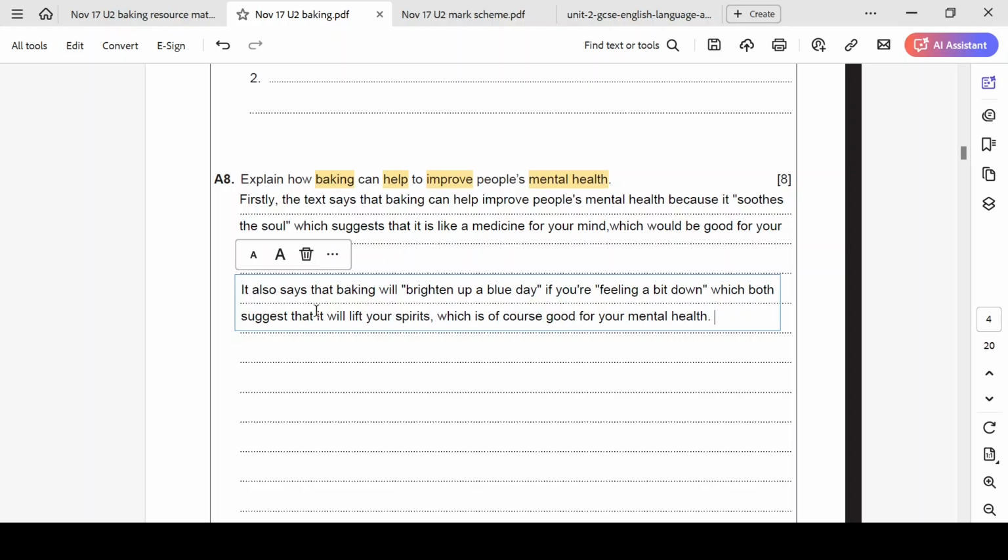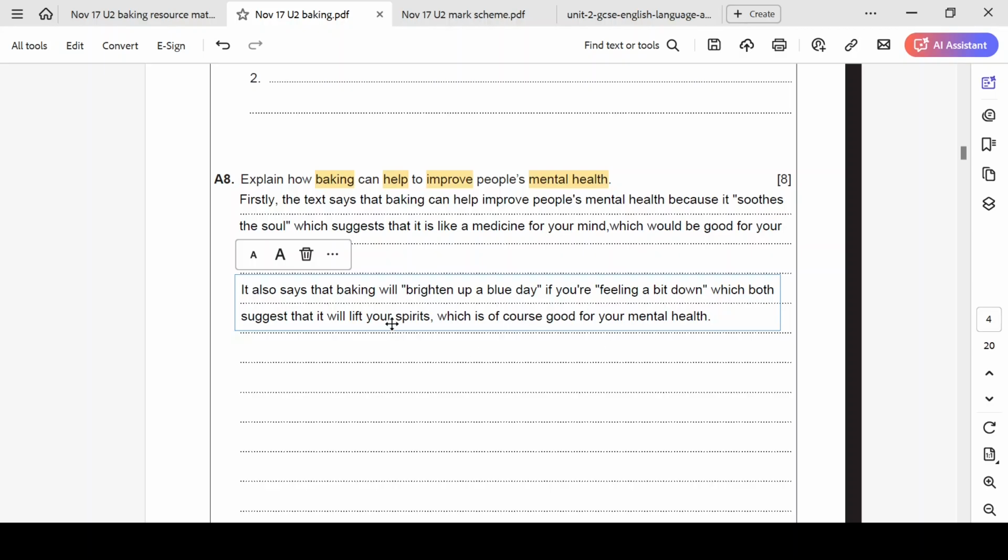I just feel sometimes it's worth making what I call stating the obvious here, so that the examiner's got no reason to say I haven't explained it thoroughly. If I just left it at "it also says that baking will brighten up a blue day," that's not explaining it, that's just quoting it, isn't it? So it sometimes feels like I'm stating the obvious or even repeating myself.